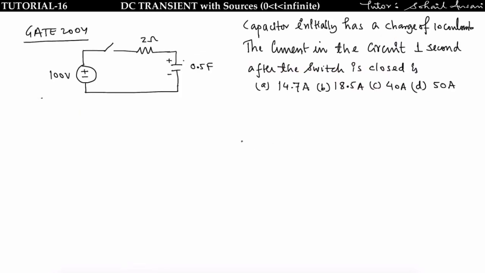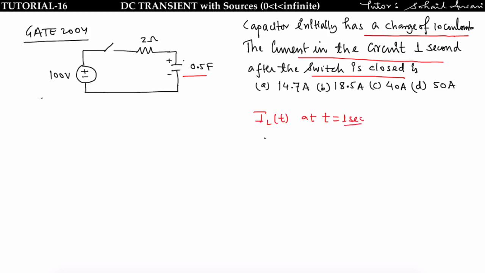Now solve this problem. This has been asked in GATE 2004. What the question is saying: the capacitor initially has a charge of 10 coulomb, and we have to find the current in the circuit 1 second after the switch is closed. This is not IL, this is IC because the capacitor is connected. IC of t at t equal to 1 second we have to find.